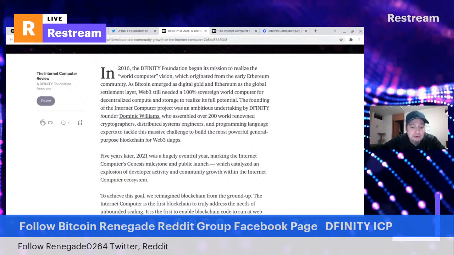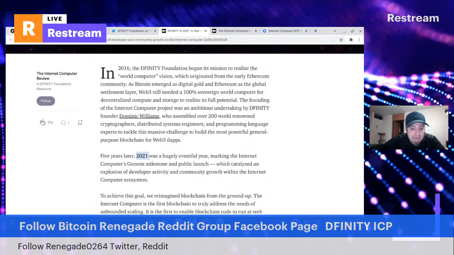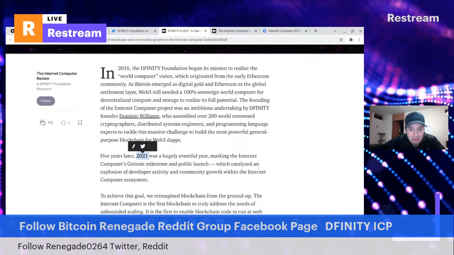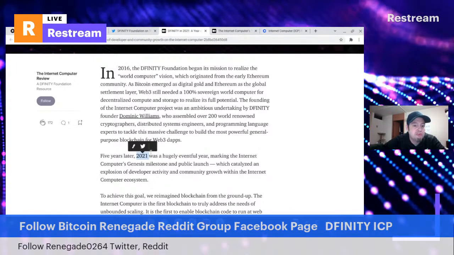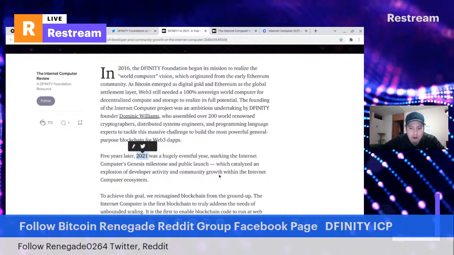Marking the Internet Computer's Genesis milestone and public launch in 2022. That's when the ICP token was launched, okay? Which catalyzed an explosion of developer activity and community growth within the Internet Computer ecosystem.